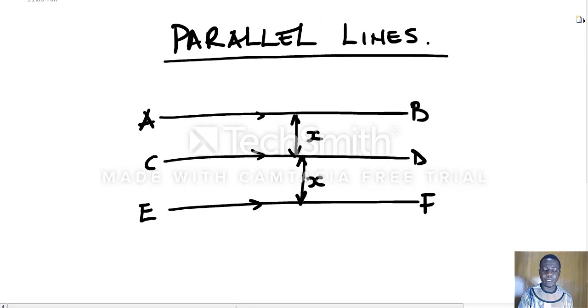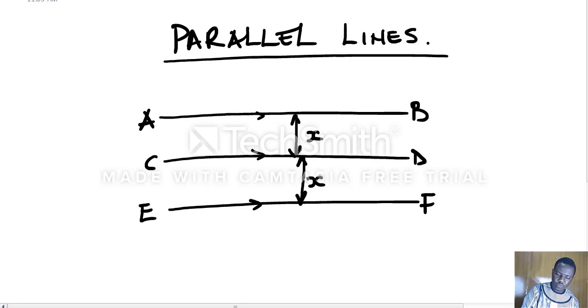Next is parallel lines. Two lines are said to be parallel when they cannot meet. If you extend them both to the right and to the left, they can never meet. That is, they have equal distance between them at every point in time.